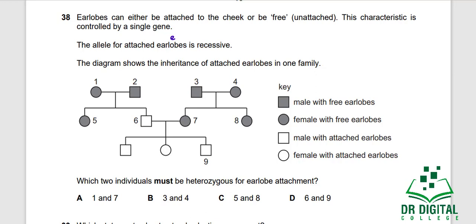So the black ones are the ones with free earlobe, and the white ones are the ones with attached earlobe. So the attached earlobe must be small e, small e, while the black ones can be capital E small e or capital E capital E. Which two individuals must be heterozygous for the earlobe attachment?